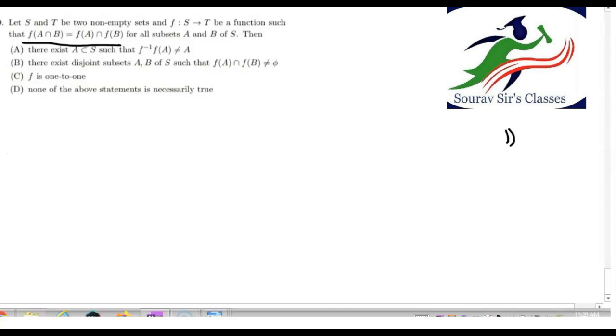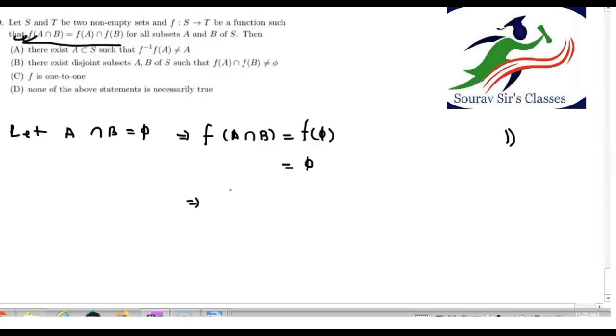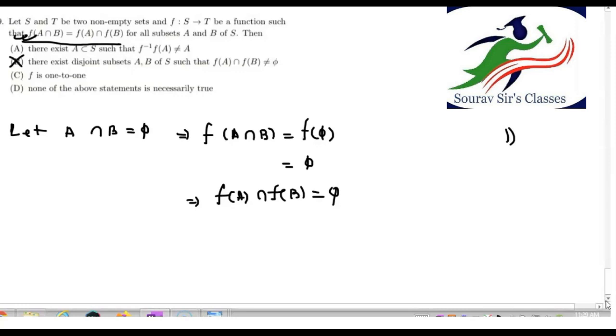Option B says that there exist two disjoint subsets. Let me take two disjoint sets. Let A and B be two disjoint sets, meaning A intersection B is equal to phi. If A intersection B is equal to phi, I can say that f of (A intersection B) is equal to f of phi. What is f of phi? f of phi is phi. And by this condition, f of (A intersection B) is nothing but f(A) intersection f(B), equal to phi. If A and B are disjoint, then f(A) and f(B) must be disjoint, so option B is not correct. Now let us discuss option A.